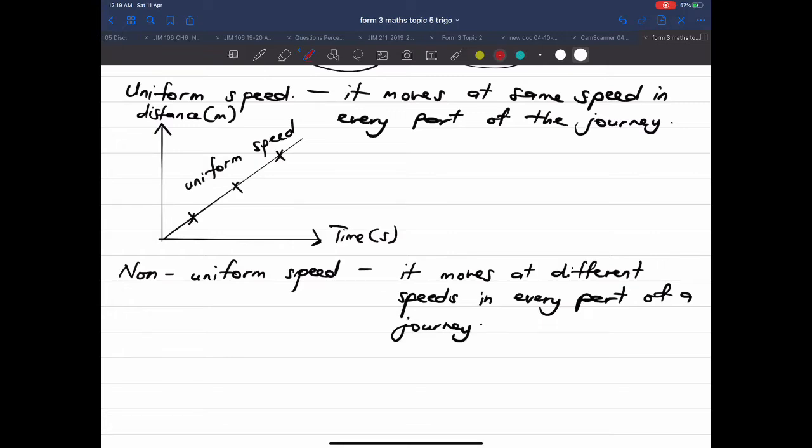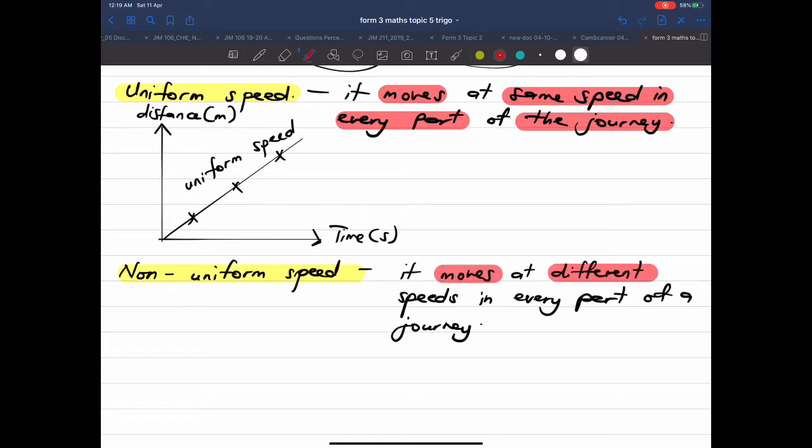So what is uniform speed? It moves at the same speed in every part of the journey. So what is non-uniform speed? It moves at different speeds in every part of a journey.